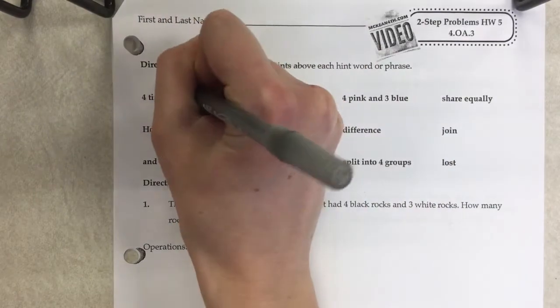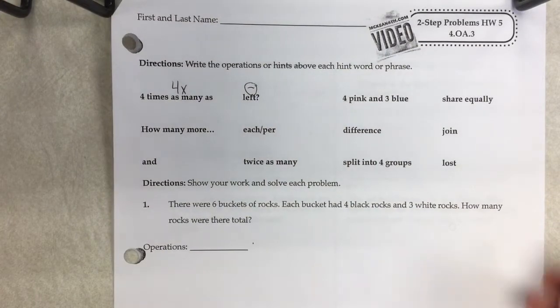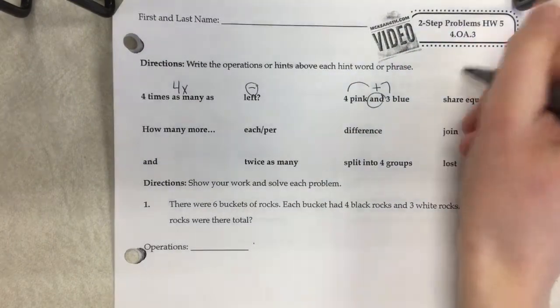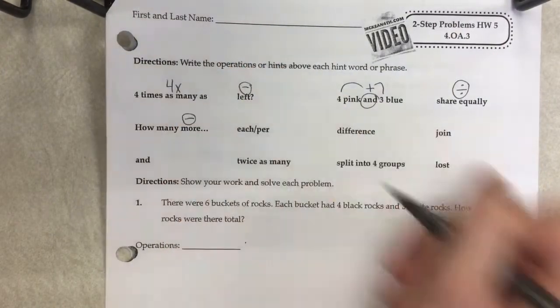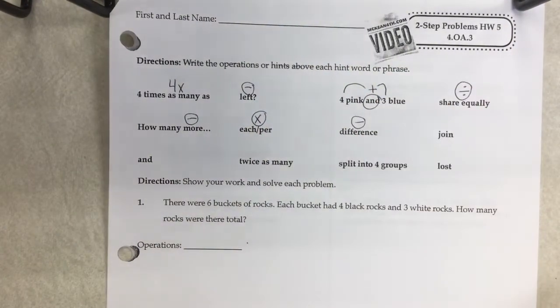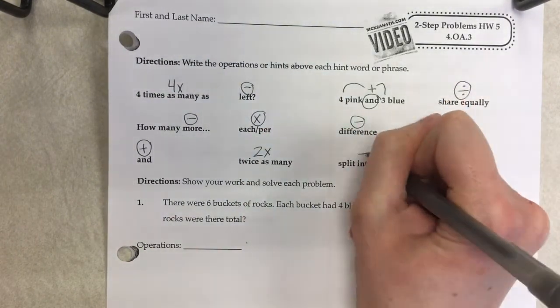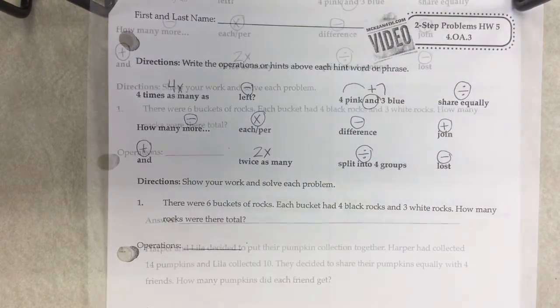So 4 times as many as, you should have written 4x or 4 times. Left means subtract. 4 pink and 3 blue, circle and, put a plus sign, draw your leashes to the 4 and to the 3. Share equally means we are dividing. How many more means we're going to subtract. Each or per means multiply. Difference means subtract. Join means add. And means add. Twice as many, that is 2 times, multiply. Split into 4 groups means we are dividing. And lost, we are going to subtract.